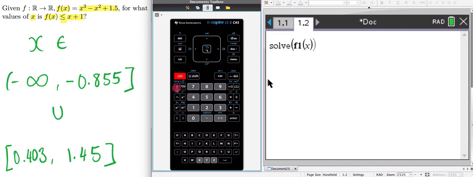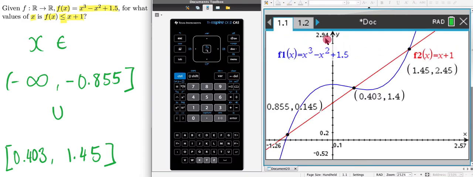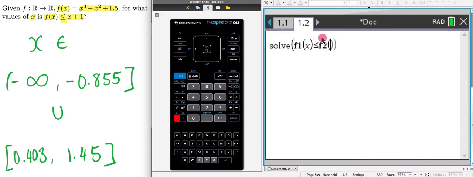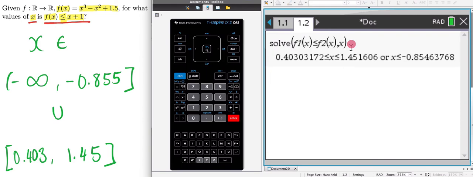So I could go control equals, less than or equal to. Now I could type in x plus 1. Or if I wanted to, remember I've already defined it as f2 of x is x plus 1. So I could write f2 of x. Whoops. And remember, I'm trying to solve this for x. Perfect. So this right here is pretty much what is written here. It's f of x is less than or equal to x plus 1, and we're solving for x. So now I come here, I hit enter, and here is my answer.